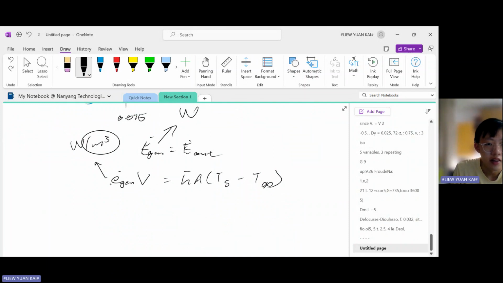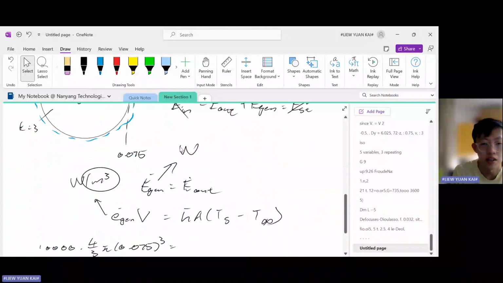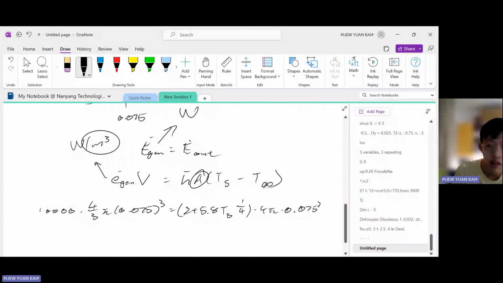Then let's continue to substitute. So e gen is given by 10,000. Then we're dealing with a sphere, and the volume of a sphere is given by 4 over 3 pi r cubed. So 4 over 3 pi r cubed equals, now h bar is given by this formula, so you just plug it in. So 2 plus 5.8 times Ts to the power of 1/4, multiplied by 4 pi r squared, the surface area of a sphere.